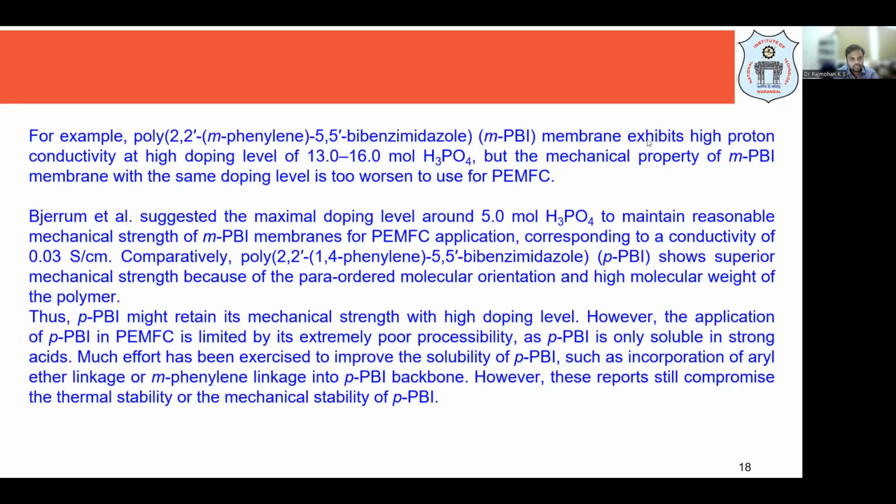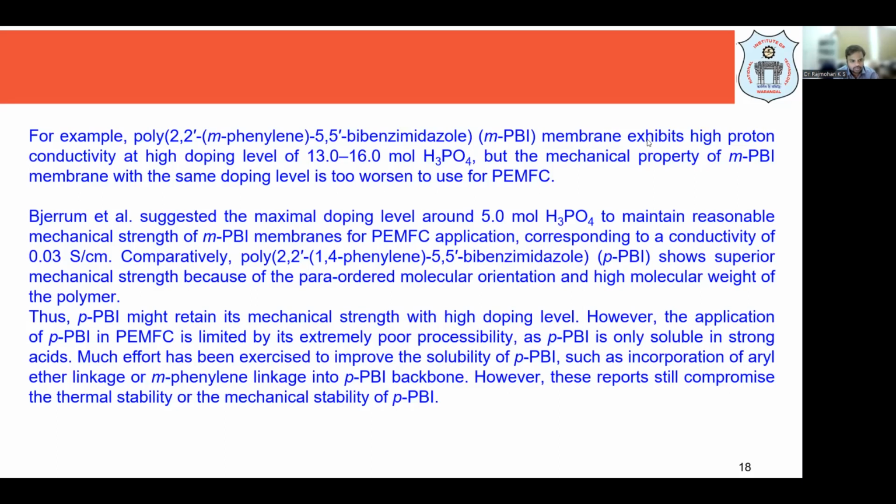However, the application of PPBI in the PEM fuel cell is limited because of its extremely poor processability, as PPBI is only soluble in strong acids. Even though much effort has been exercised to improve the solubility of PPBI, such as incorporating aryl ether linkage or m-phenylene linkage into the PPBI backbone, this is only at an early stage, we can say.